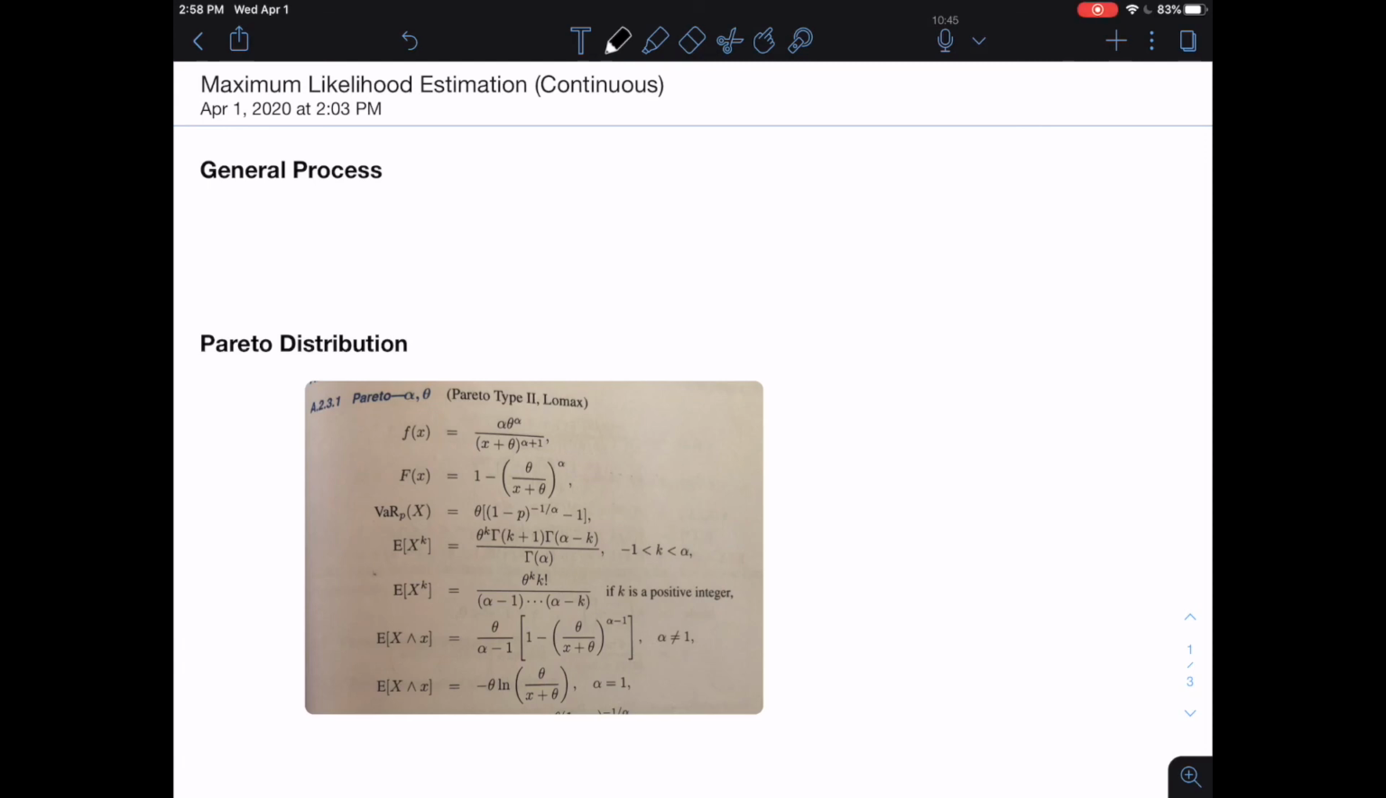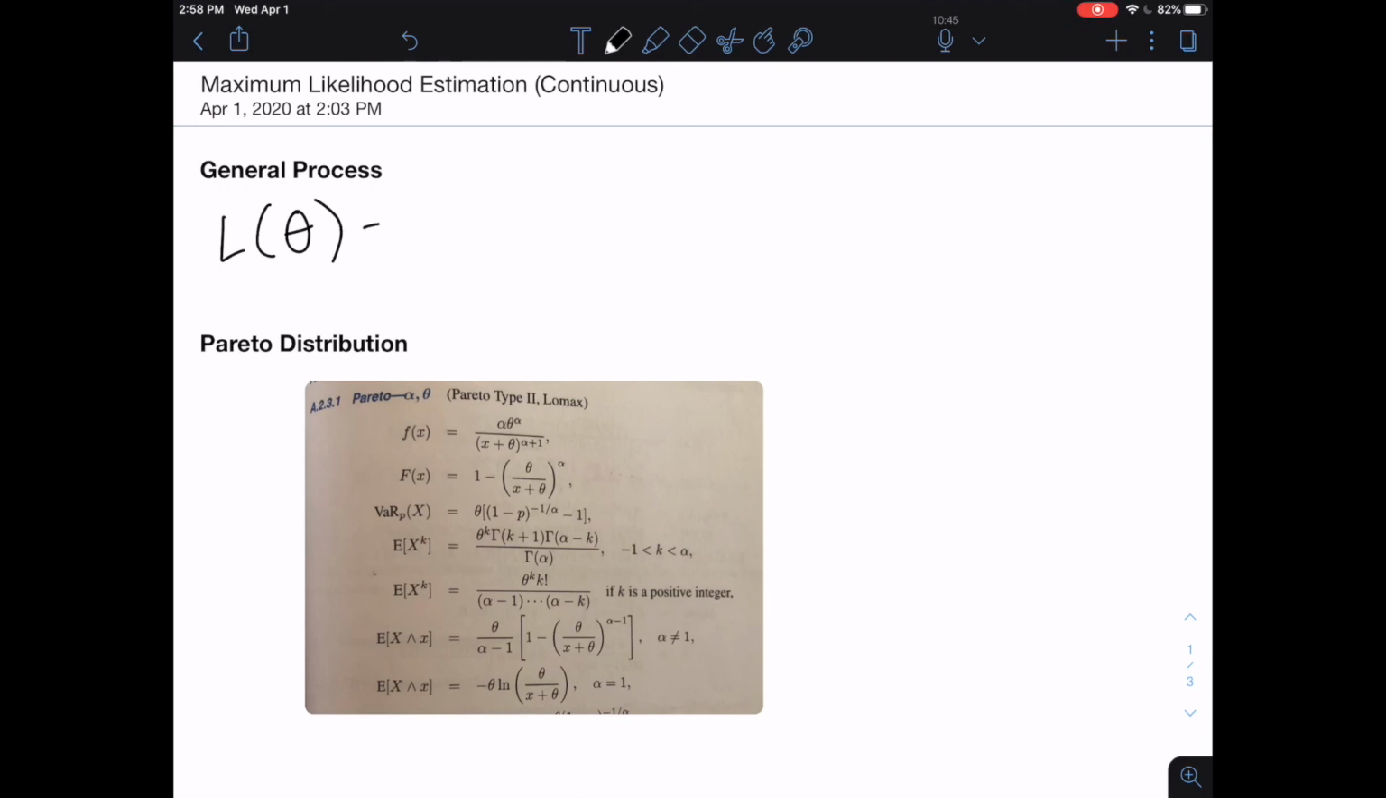Hi everyone. So today we're going to be talking about maximum likelihood estimation, and specifically when we're working with a continuous distribution. Before we go through an example, in general, when we work with MLE, we start with a likelihood function, which is L of theta, which is the product of our density function.